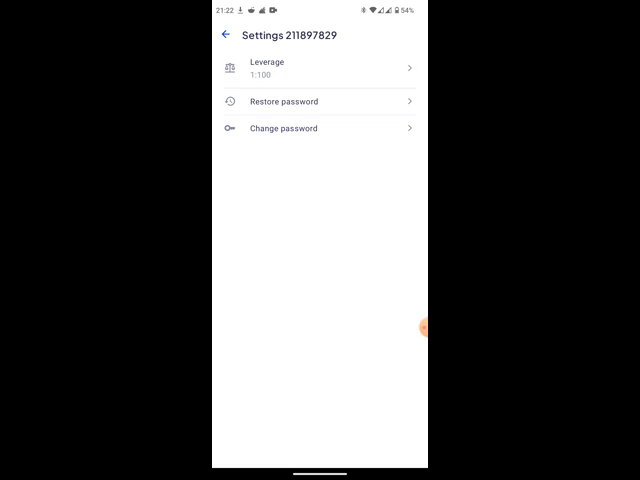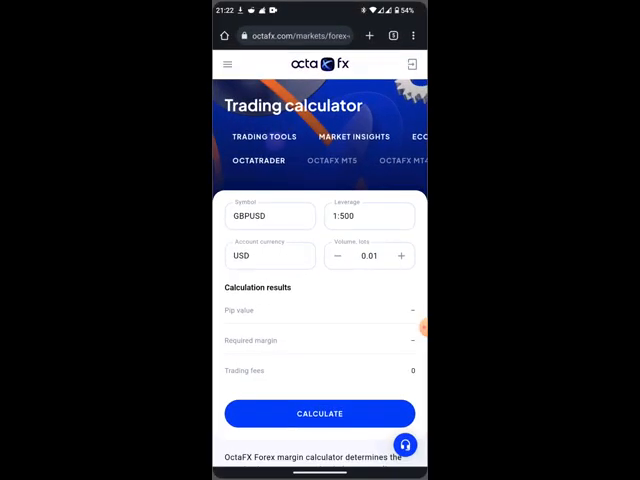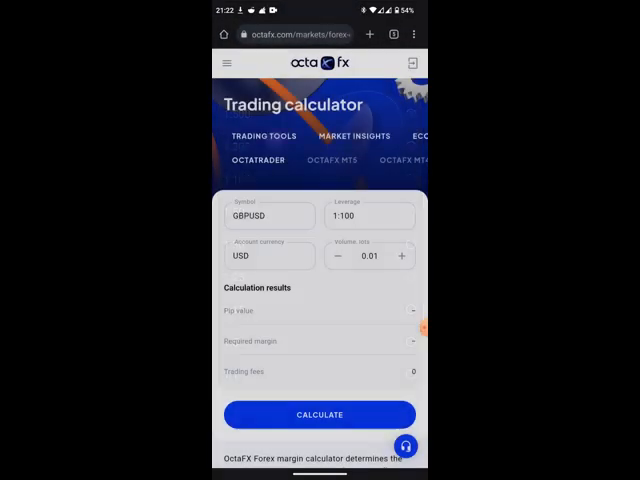You can see my leverage here, right? My leverage is 1:100. So that's how you know the leverage that you're currently using. So you have to go back here and choose 1:100. Yes, I'm using USD. My lot size is 0.01.